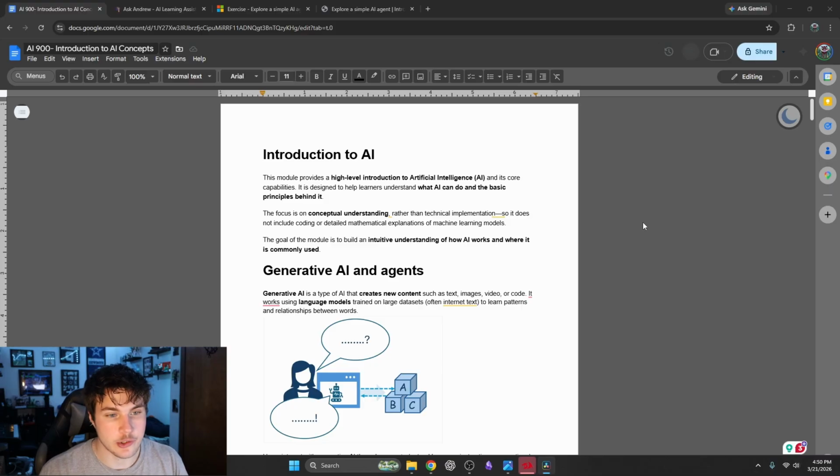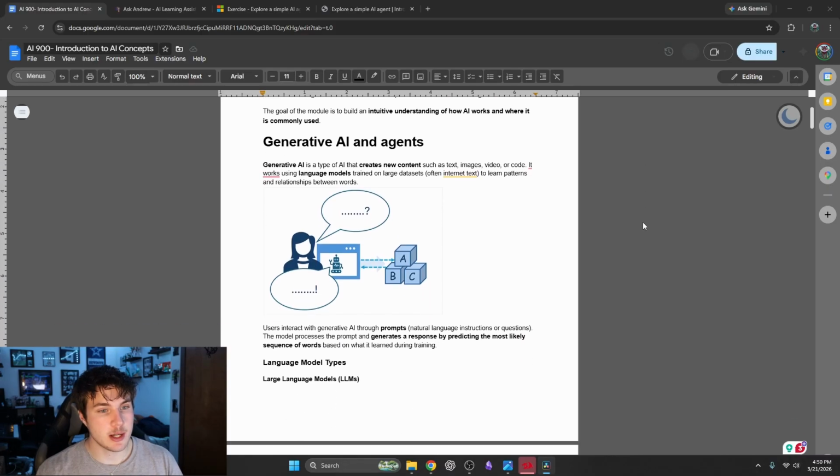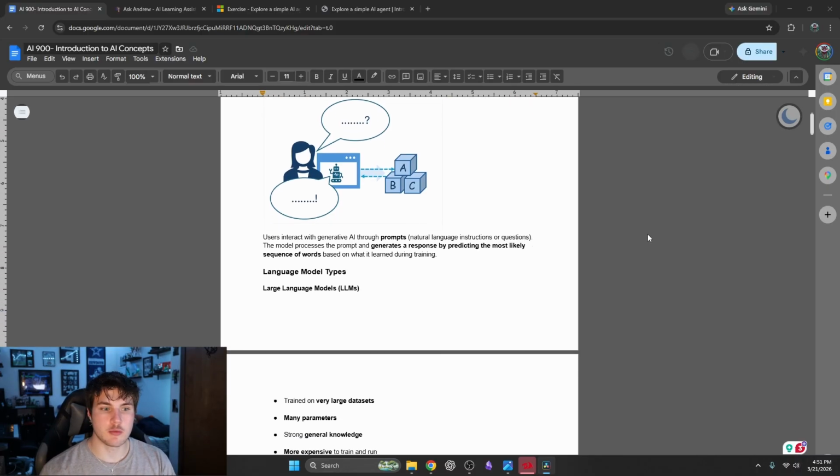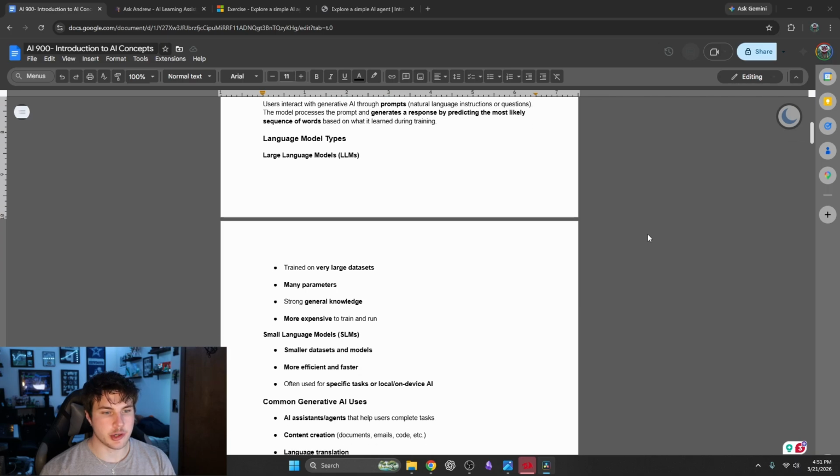First section goes over generative AI and agents. Generative AI is the type of AI that creates new content such as text, images, video, or code. It works using language models trained on large datasets, often internet text, to learn patterns and relationships between words. Users interact with generative AI through prompts, which are natural language instructions or questions. The model processes the prompt and generates a response by predicting the most likely sequence of words based on what it learned during training.